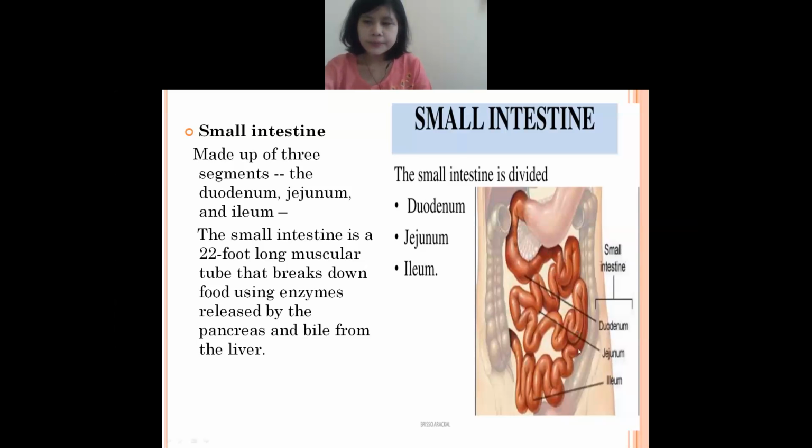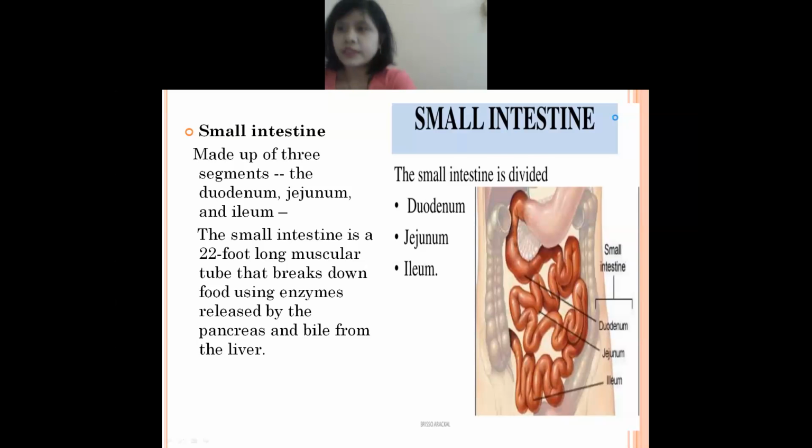And what is the function of the jejunum and ileum? The function of the jejunum and ileum is that they will absorb all the nutrients which are coming from the duodenum, and it will go into the bloodstream.